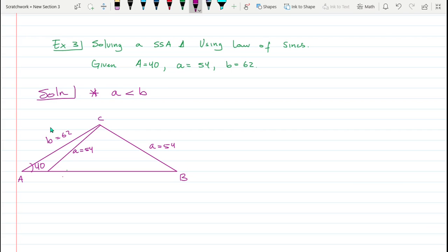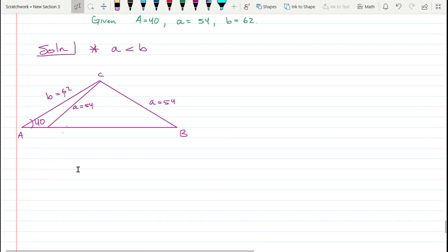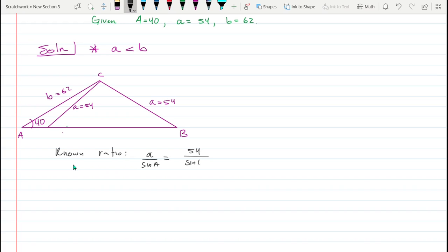So how do we begin this problem? Because clearly we now have a lot to work with. The way that the book does it is that we know the ratio. The known ratio is A over sine of A, or 54 over sine of 40.